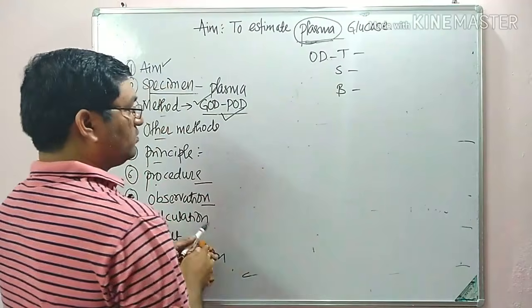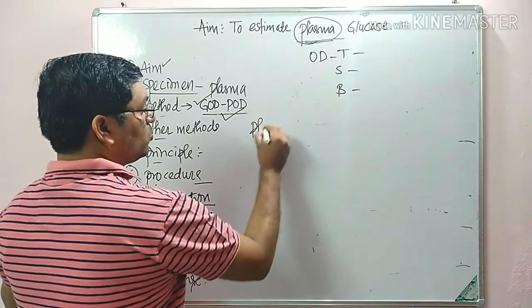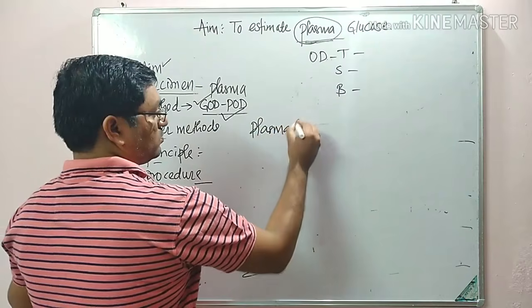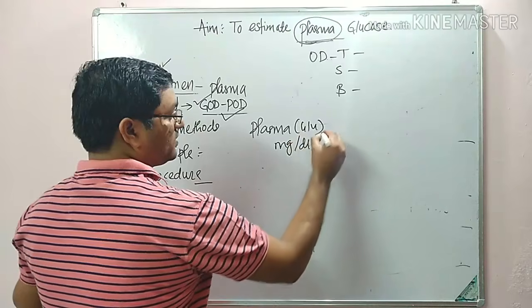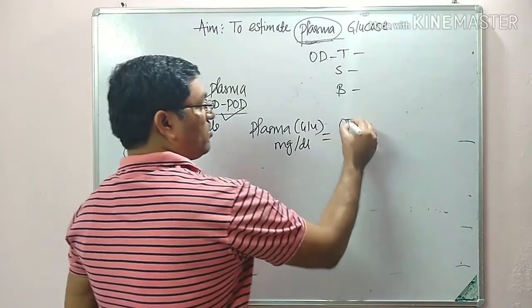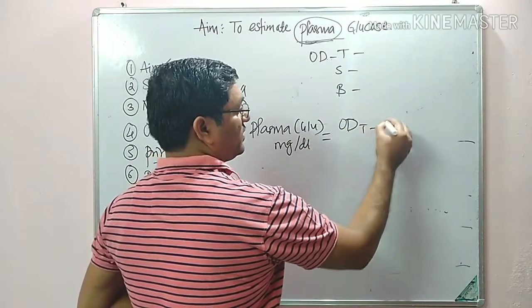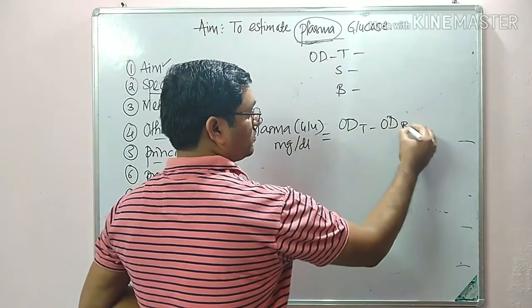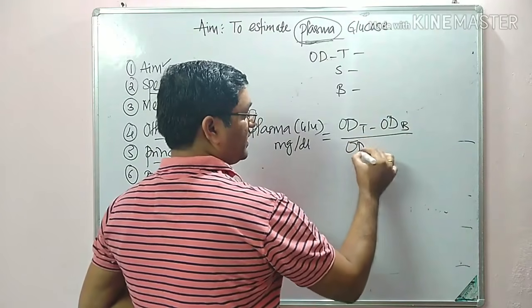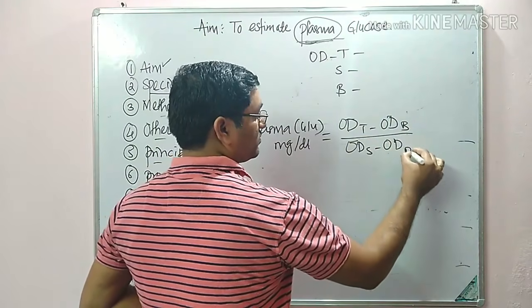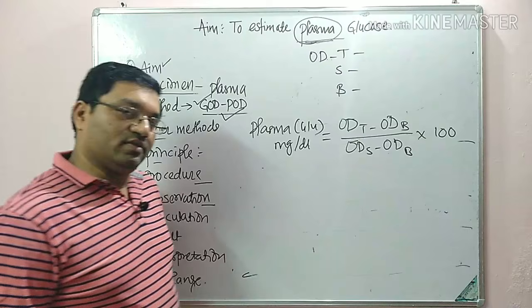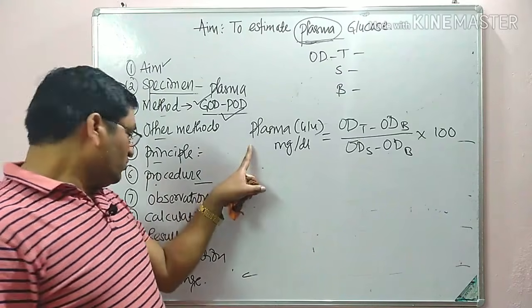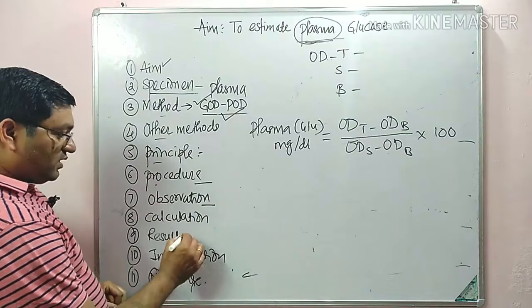Calculation is simple. Plasma glucose in milligram per deciliter is equal to OD of test minus OD of blank, divided by OD of standard minus OD of blank, multiplied by concentration of standard, that is 100 milligram per cent. So this will give you your result.